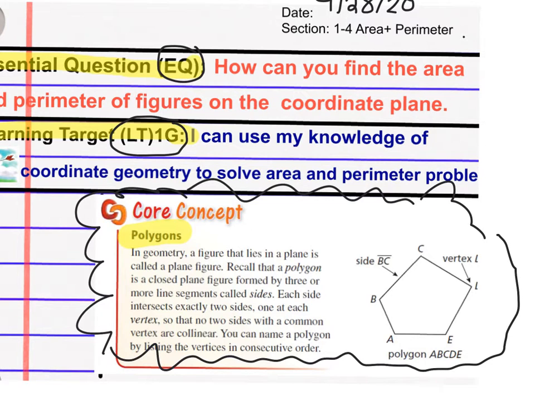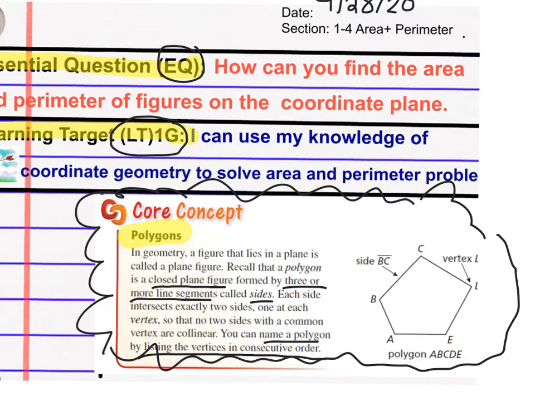Polygons, what is a polygon? It's a closed plane figure formed by 3 or more line segments called sides. So a closed plane figure, that might be something to write down, with 3 or more sides. Okay, each side intersects at 2 sides, 1 at each vertex, so that no 2 sides of the common vertex are collinear. You name a polygon by listing the vertices in consecutive order.